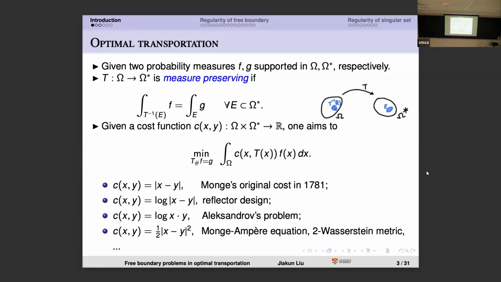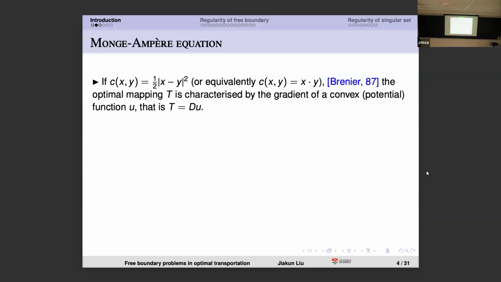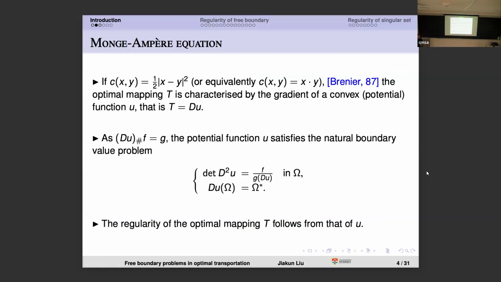However, from the PDE point of view, our favorite cost function is quadratic. Okay, why is that? Probably we already heard many talks this week. So why do we prefer the quadratic cost function? Because if the cost function is quadratic, then Brenier told us that such an optimal mapping T not only exists and is unique, but moreover is given by the gradient of some convex potential function. Okay, it's pretty nice. And because this mapping T is given by the gradient of U, the gradient of U will push forward the initial density function F to the target density function G.